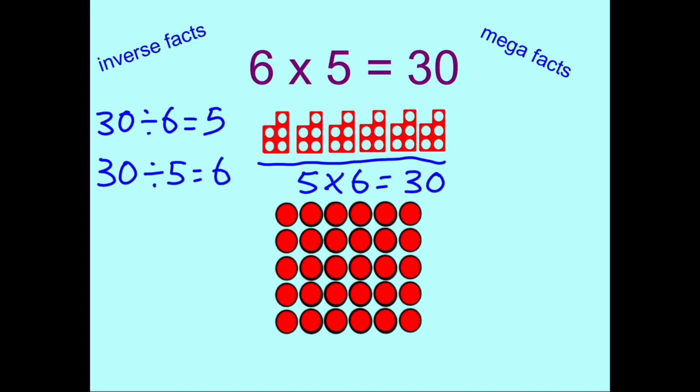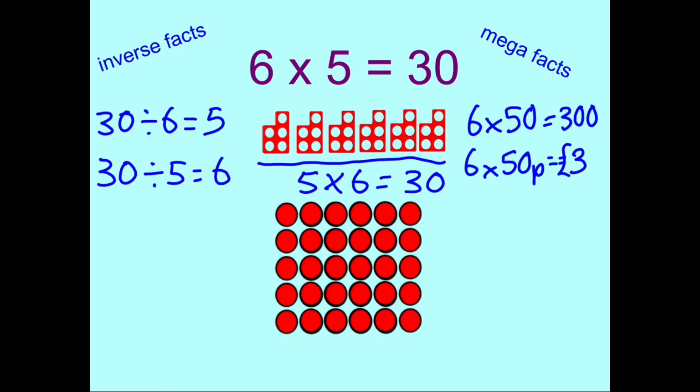If we want to make it a bit bigger, I always like to make the 5 bigger, make it 50. So 6 times 50 would be 300. And if you think of that as 50p's, 6 50p's would be £3. And we can swap it round the other way to do 50 times 6 is 300, or we can add the 0 on the other side. So let's have 5 60s. That would be 300 as well.